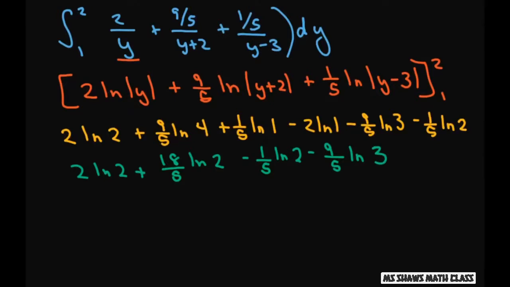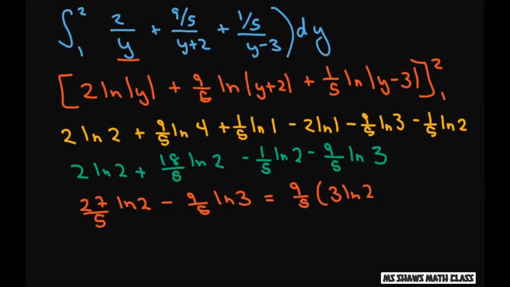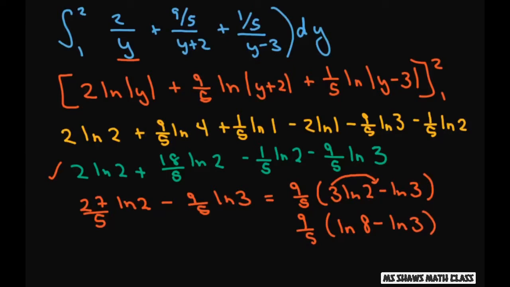And finally, when you simplify further, you're going to get 27/5 ln of 2 minus 9/5 ln of 3. Then, therefore, we can pull out 9/5 and write this as 9/5 times (3 ln of 2 minus ln of 3). Remember, we're using the power property here. So that's going to be 9/5 times (ln of 8 minus ln of 3). We want to keep it simple. You can simplify it any way you want, but if you take it in pieces, it would be like this. And you can just make it a single log, so you combine them by multiplying and such.